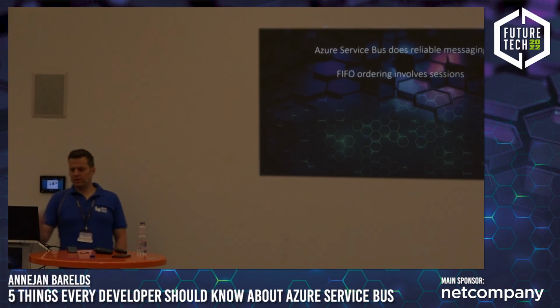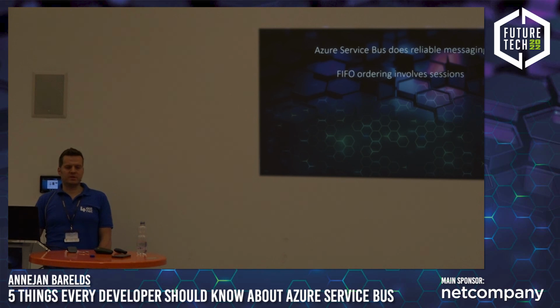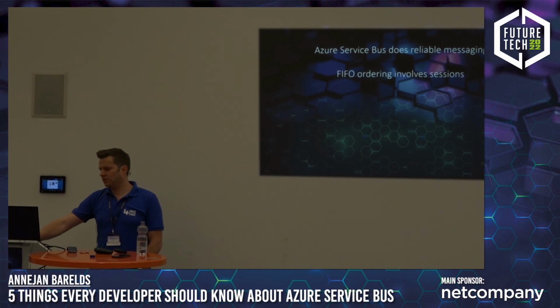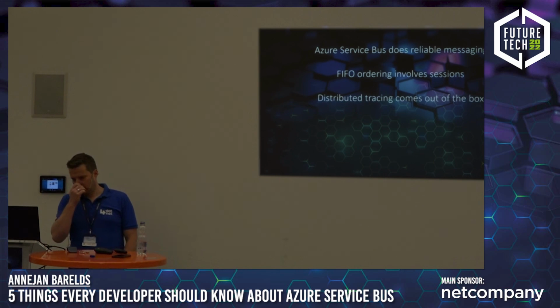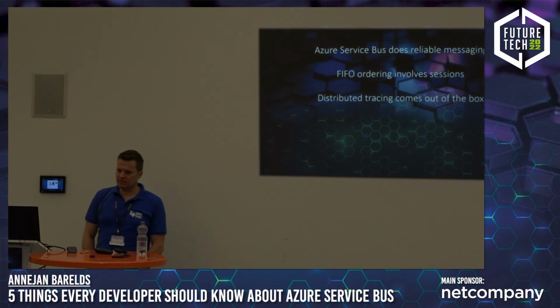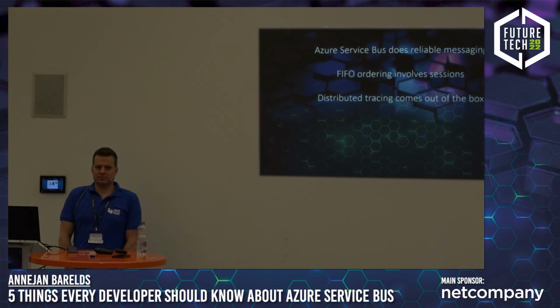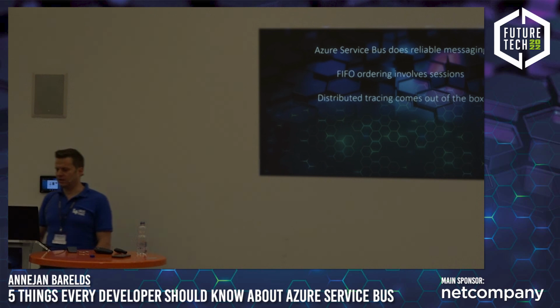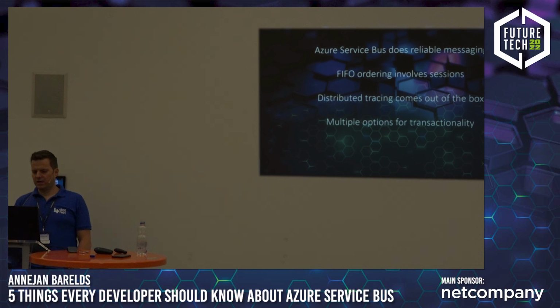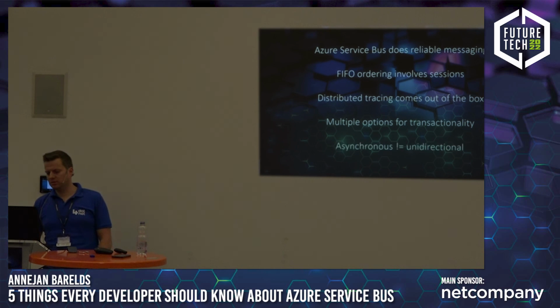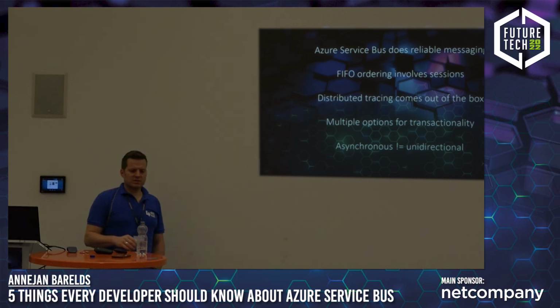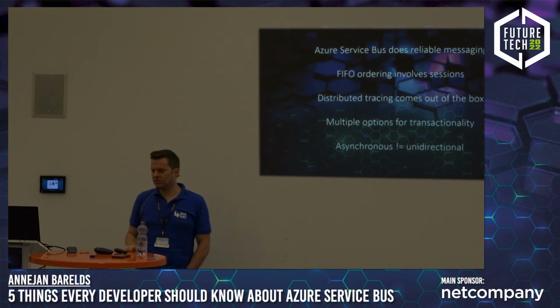So to sum up, Azure Service Bus does reliable messaging. If you need sessions, if you need ordering, then you will need sessions. Distributed tracing is really a no-brainer. That's just available. So let's just be done with that issue. There's multiple options to ensure something of transactionality and eventual consistency. And asynchronous doesn't have to mean unidirectional.